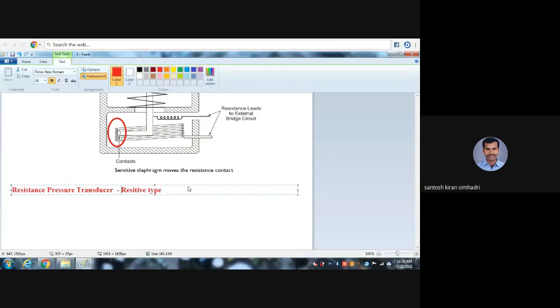The sensitive resistance element may take other forms depending on the mechanical arrangement. These above two pressure transducers depend on the mechanical arrangement. Transducers are depending on mechanical arrangements.